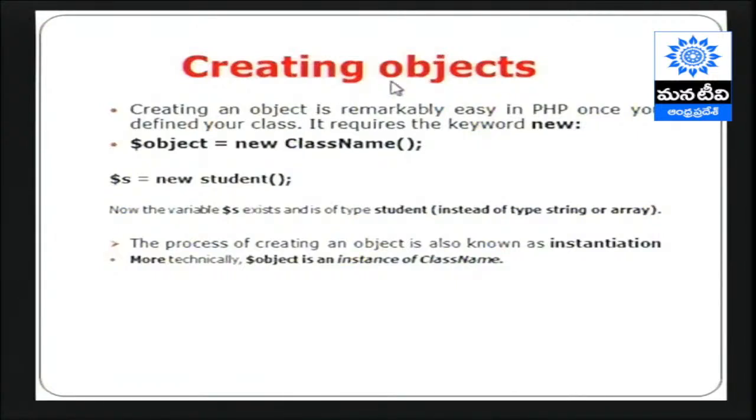So, how to create an object? Objects are created using the new keyword, as in other object oriented programming languages. So, here we have to use the syntax: object name is equal to new class name. Here the class name is the name of the class which we have created, for which we want to create an object. This process of creating an object is also called instantiation. And as we said, generally this object also can be considered as a variable of a particular type, but in terms of object oriented programming, the variable of a class is called an object.